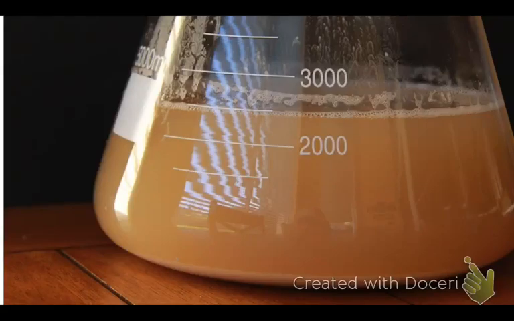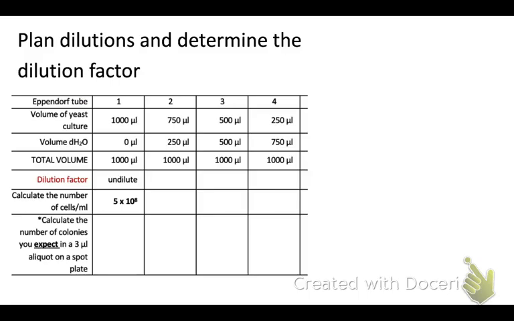This is what a yeast culture looks like. It's very dense because there are billions of yeast cells in this culture. So to do the experiment that we want to do, we're going to have to dilute this culture. We're going to dilute those yeast cells so that we can have manageable numbers of cells to work with. What we're going to do right now is simply plan the experiment.